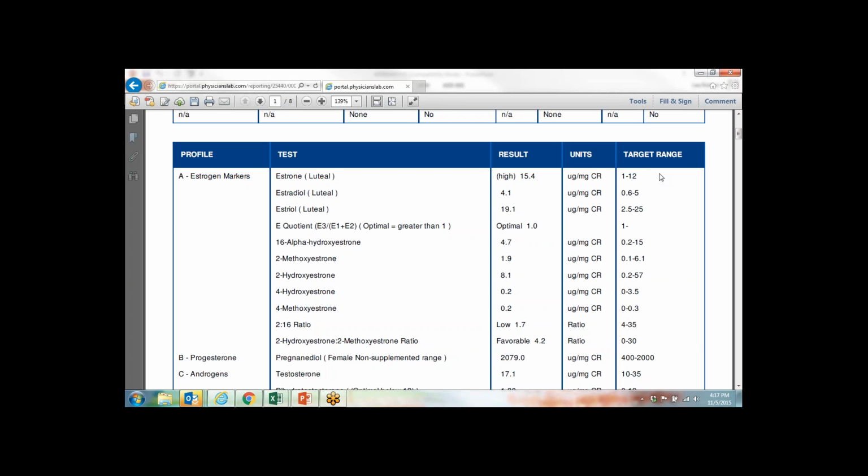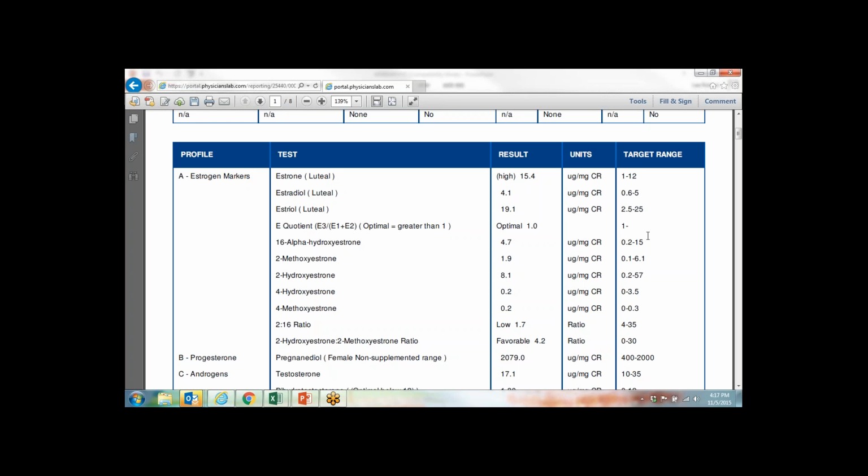Then our last column is the target range. Now, the target range is very different from most laboratories. Most clinicians are used to seeing reference ranges. Well, the definition in a laboratory of a reference range is where 95% of every subject tested falls. It doesn't matter whether that subject is sick or well, whether they're supplemented or not supplemented. It's just where 95% of the patients in that lab being tested fall.